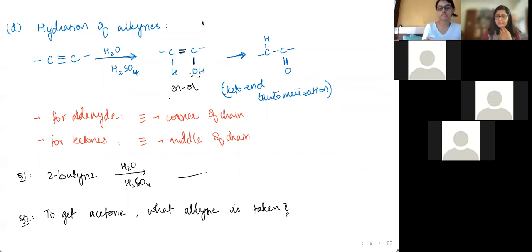Ma'am, just a second. So we need to solve this and then send the answer, correct? The first one, the final answer, right? You don't want the intermediate product. No. So give me the aldehyde or ketone that you get from this. And in this case, what alkyne? I'm expecting an alkyne to be the final answer for this.